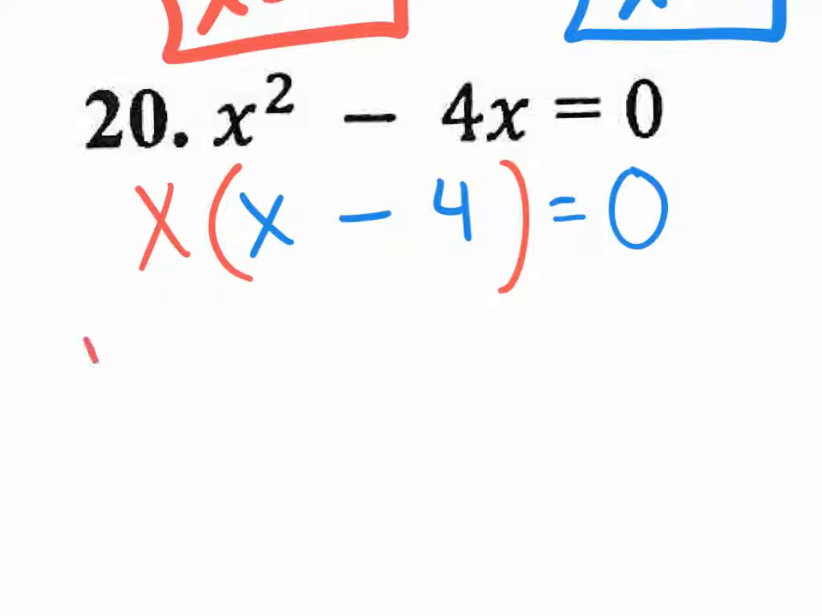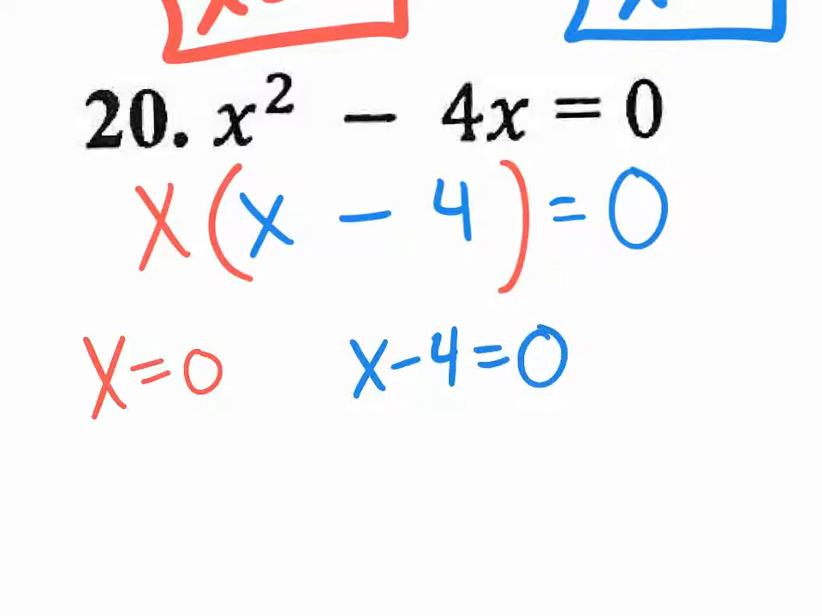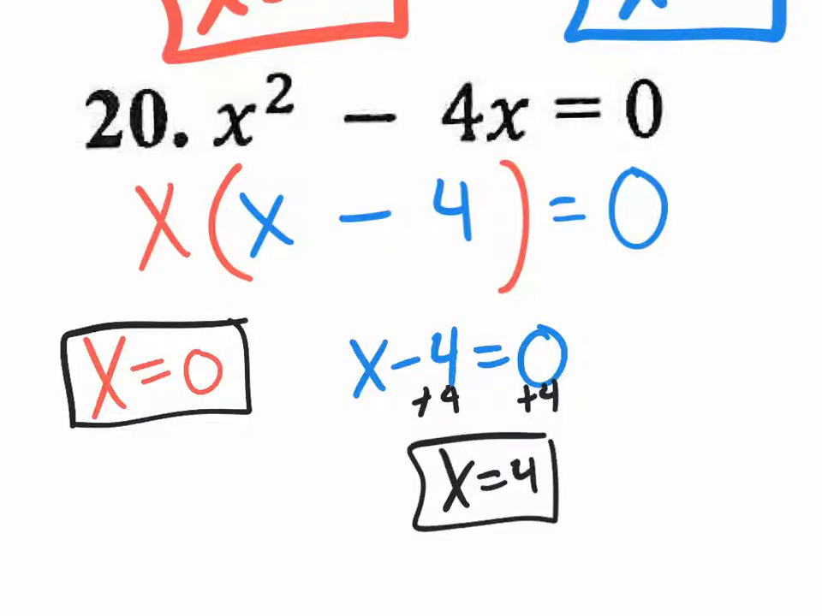Let's say that first something, that x, that could be 0. And that second something, the x minus 4, that could also be 0. Now, you need to solve both. However, one of them is already solved for you. X equals 0, that's an actual answer, right? And the other one, plus 4, x equals 4, there's your other answer.